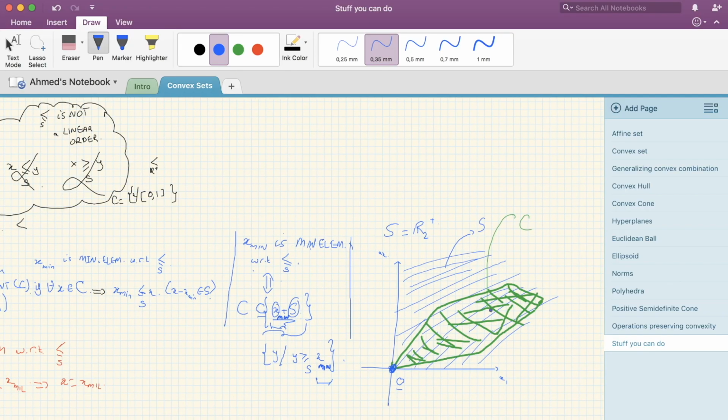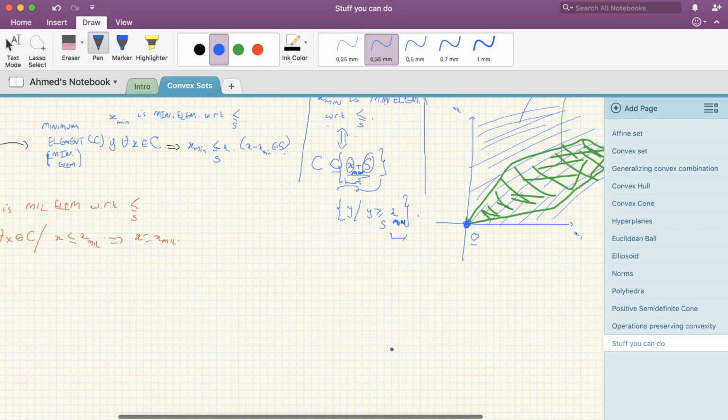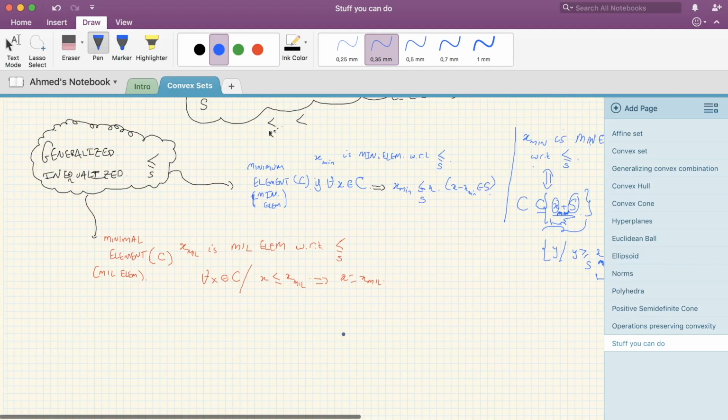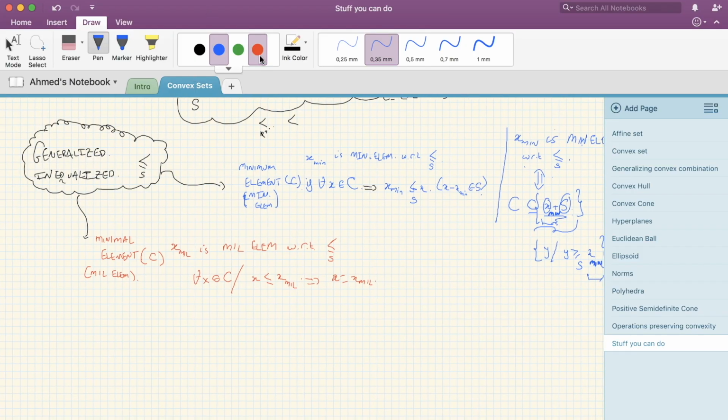Therefore, the proof is done. So 0 is my minimum element, okay? Similarly, we have another alternative definition for minimal element, which has the same essence.